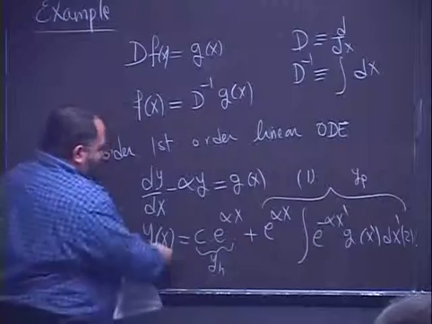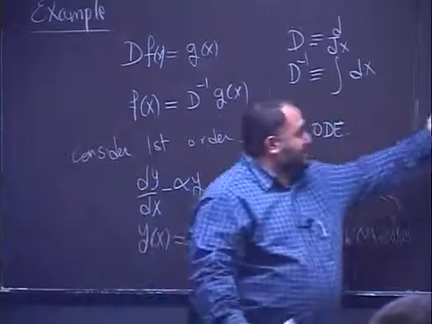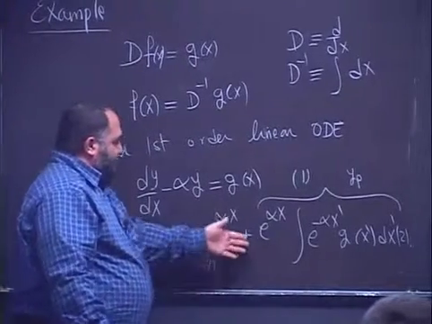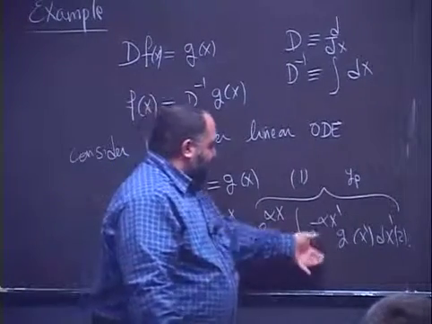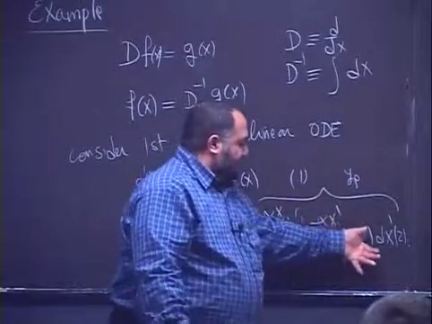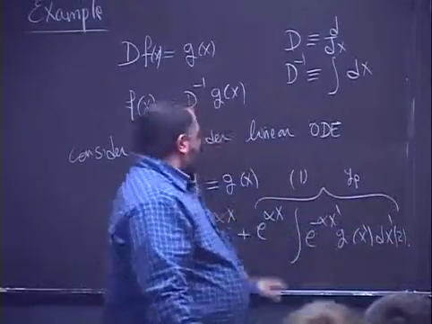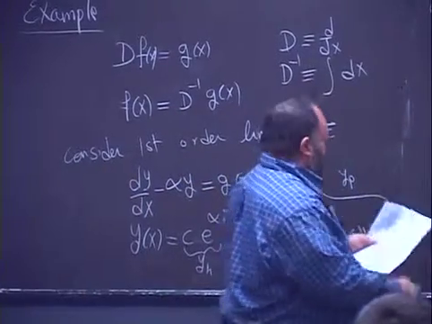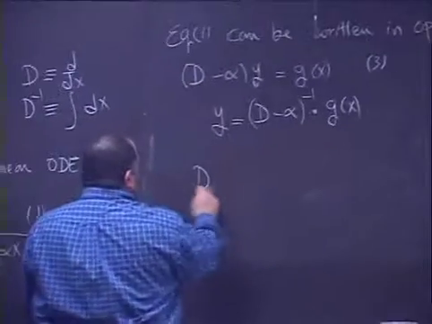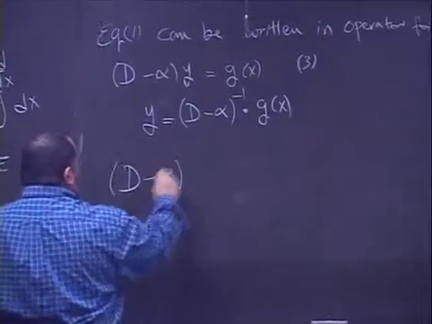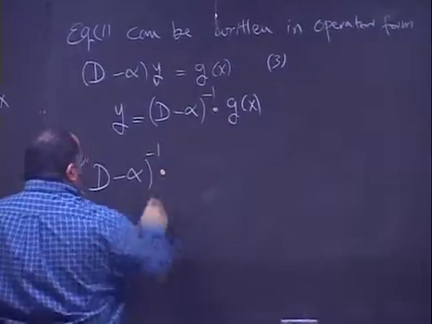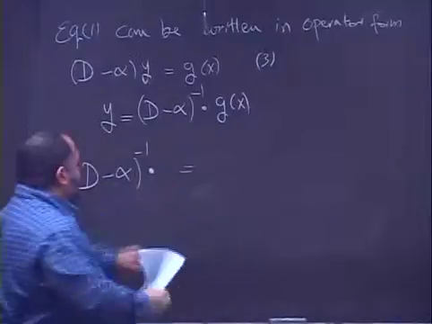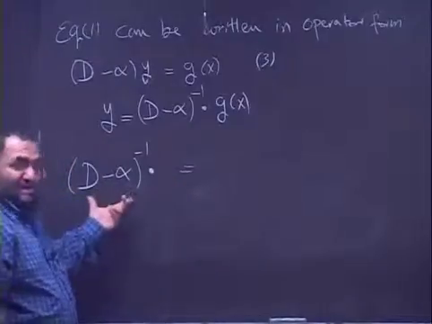If we compare this y of x and y of x here, so you have y of x equal to c e to the power of alpha x plus e to the power of alpha x integration of e to the power of minus alpha x prime g of x prime dx prime. This is equation number 2. If I compare this with this, it will show me that this operator here, d minus alpha minus 1 operator, is nothing more than this. This means that this is just an operator.